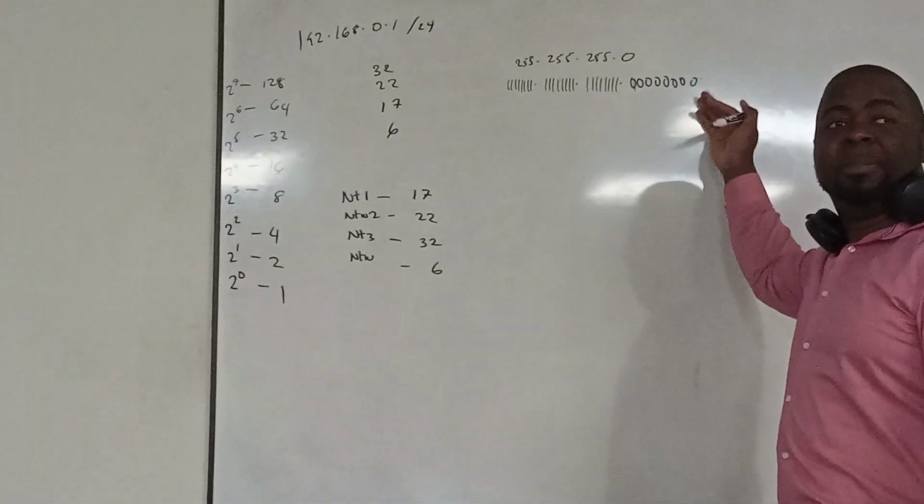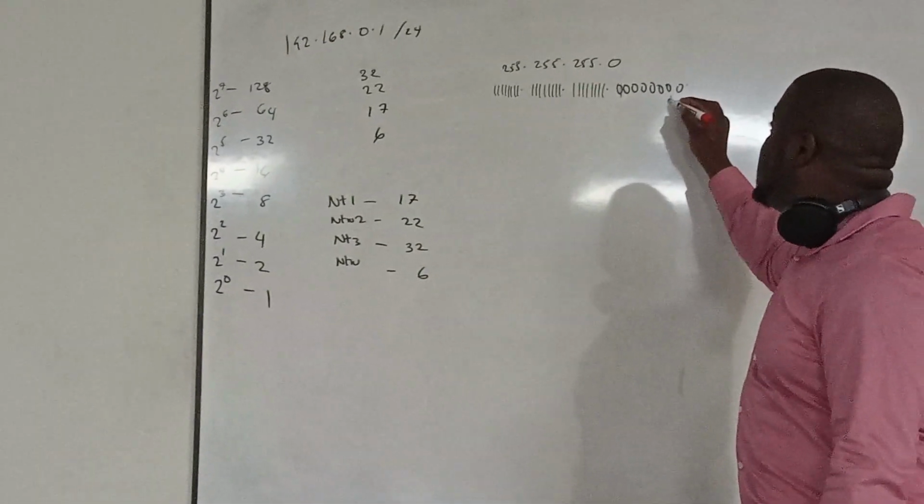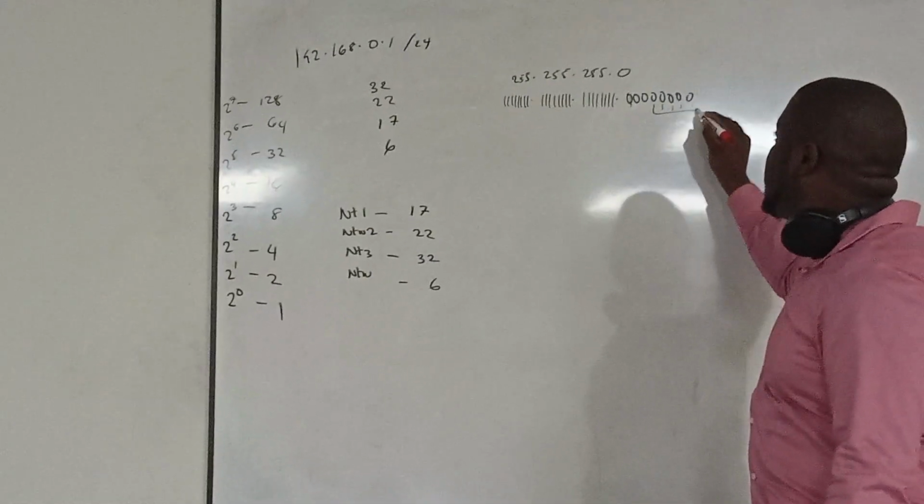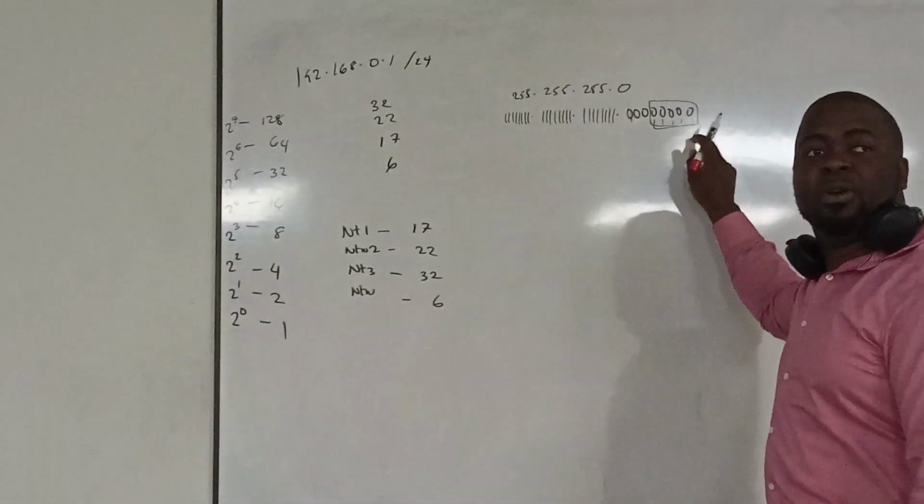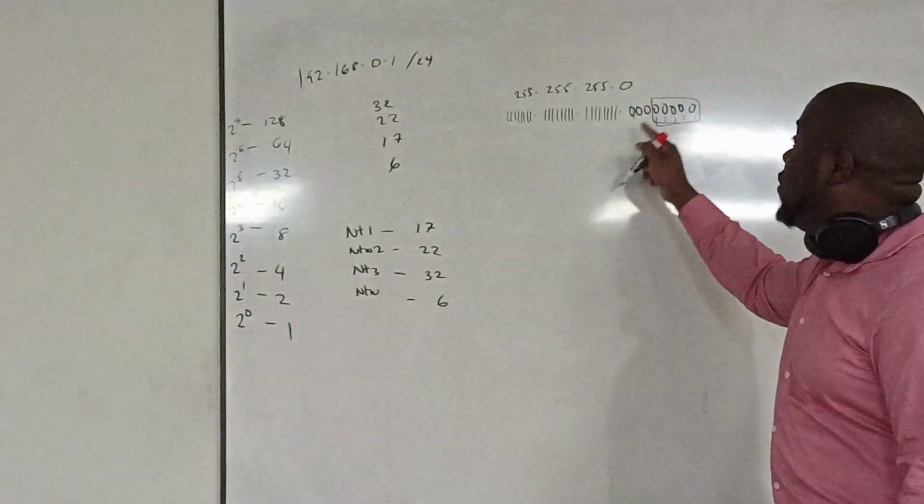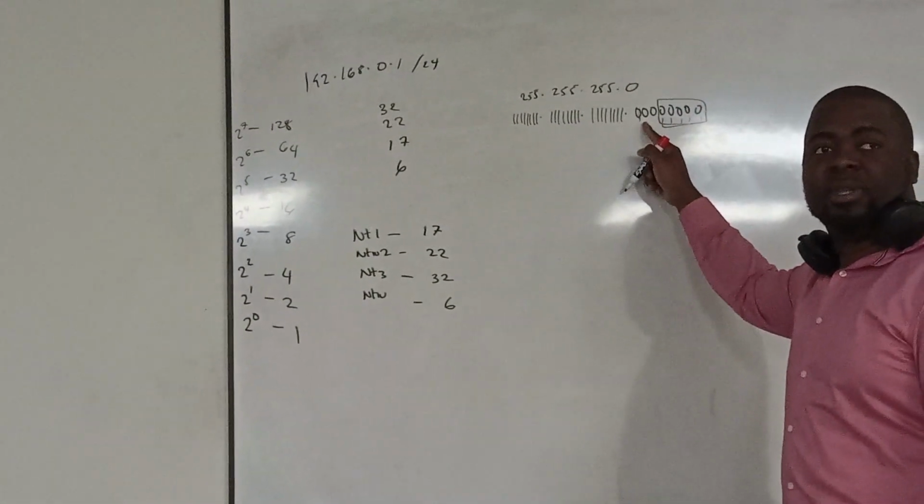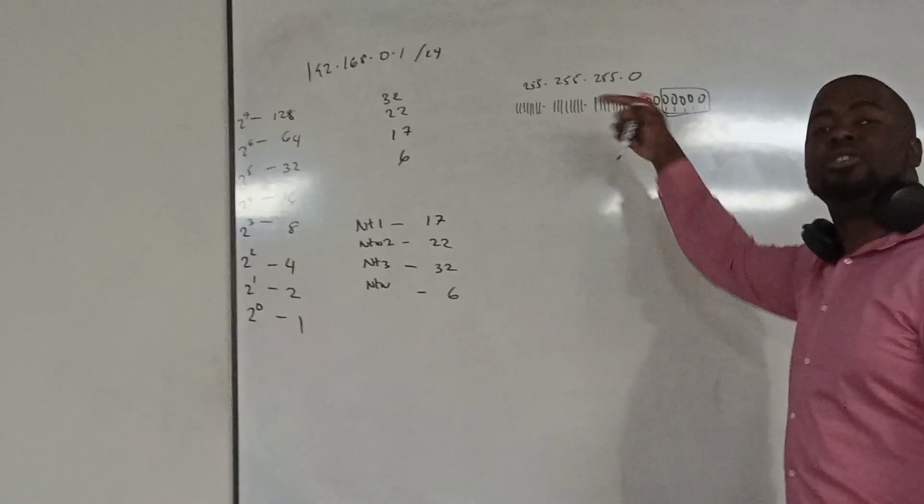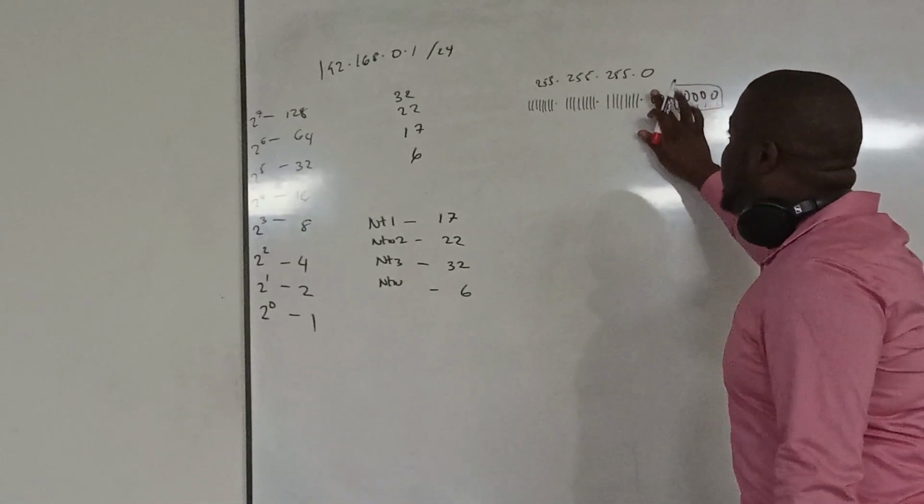It means I'll start counting from the back. 1, 2, 3, 4, 5. This 5 will be what should be assigned to my host. How many bits do I have left? 3. So I'm going to give those bits to the network. So that becomes what?